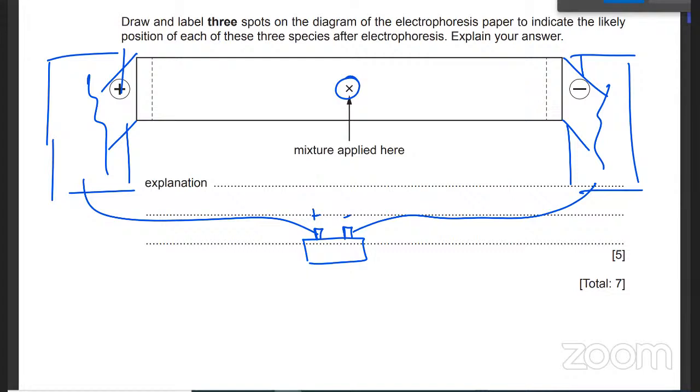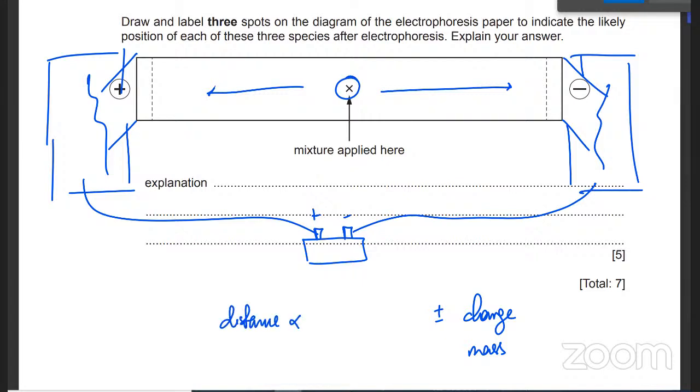That how quickly the particle travels depends on the charge and mass. Its direction depends on the charge, whether it's plus or minus. And the distance depends on this ratio, which is directly proportional to the charge and inversely proportional to the mass. Because the heavier the particle, the lesser distance it's going to cover. And the greater the charge, the more distance it will travel. So that's the first thing.